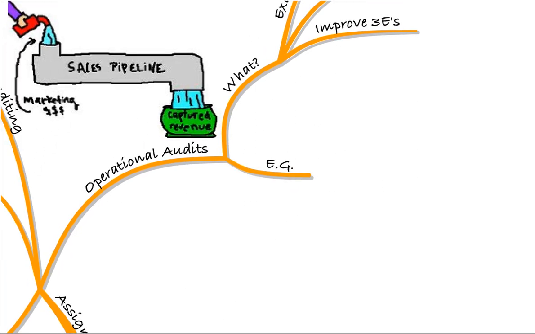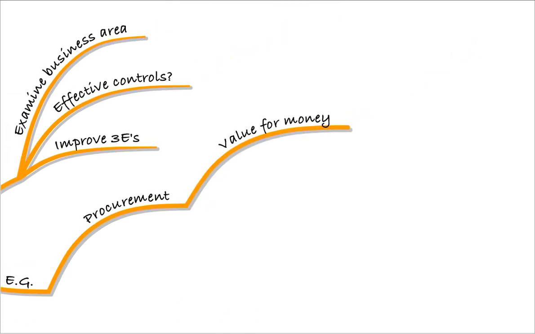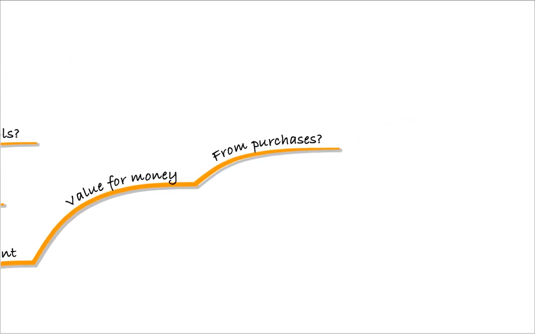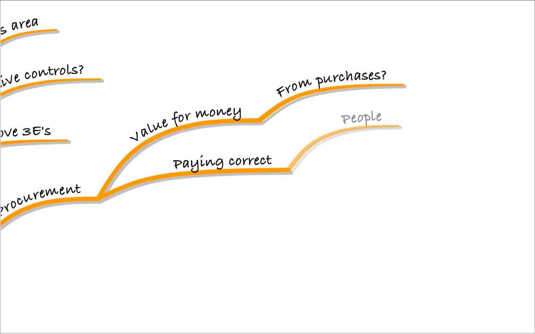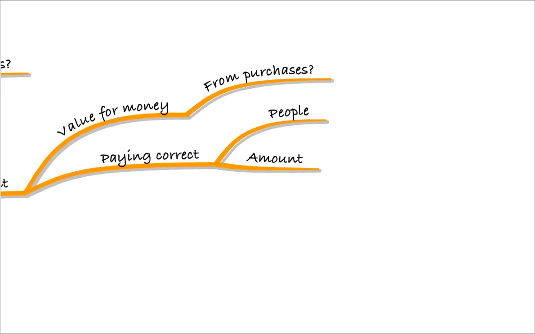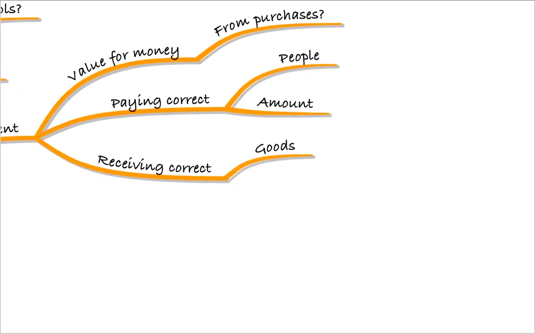So for example, let's look at some of these areas. Procurement, purchases is an area that they'll be looking at. They'll want to see, are we getting value for money from our purchases? How are they going to check that? Well, they'll make sure that we're paying the correct people, we're paying the correct amount for all of the purchases that we're undertaking. We'll also be making sure that we're receiving the correct goods.